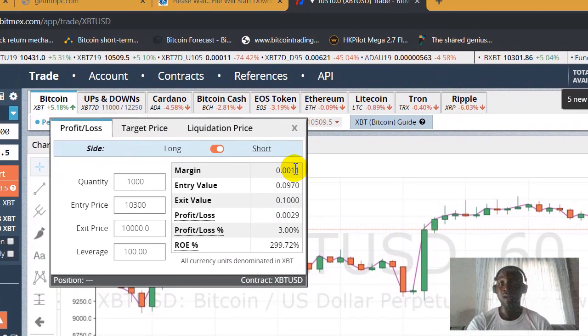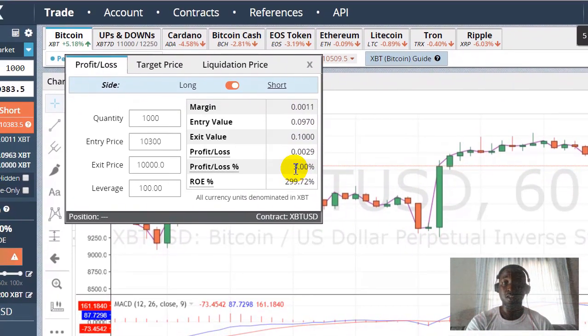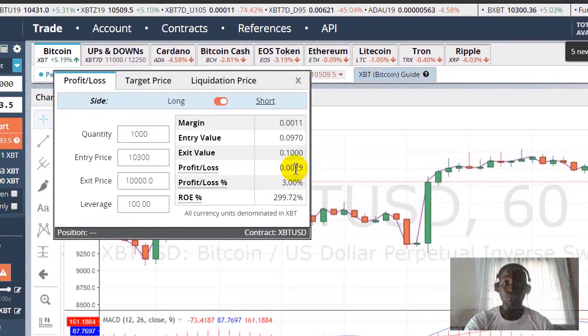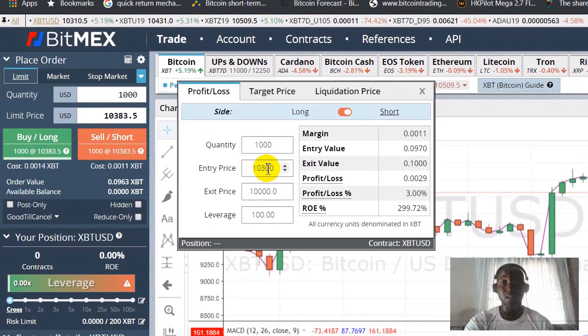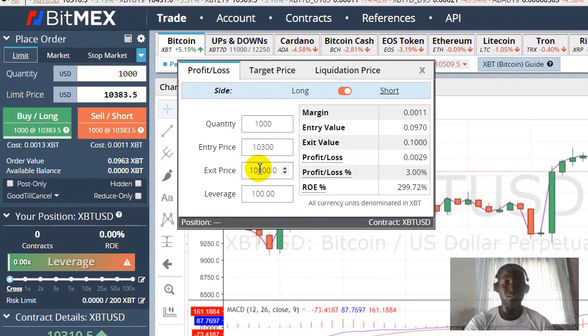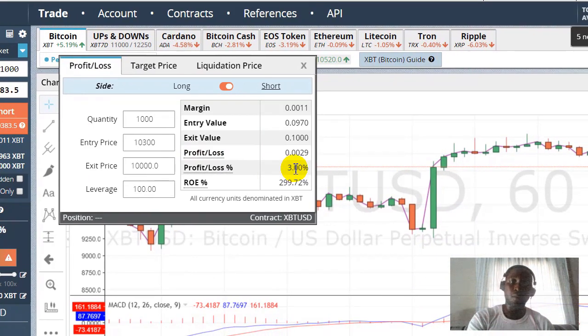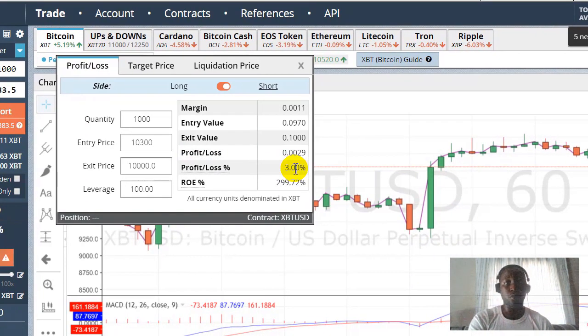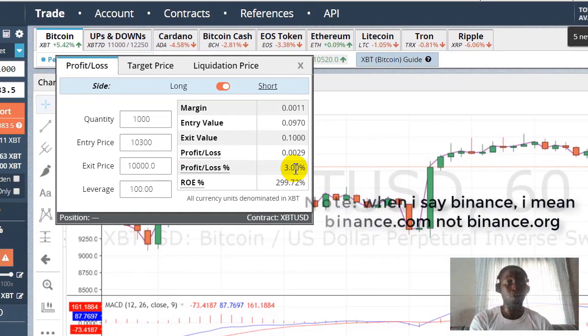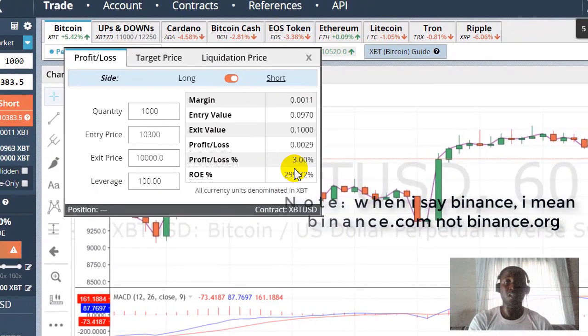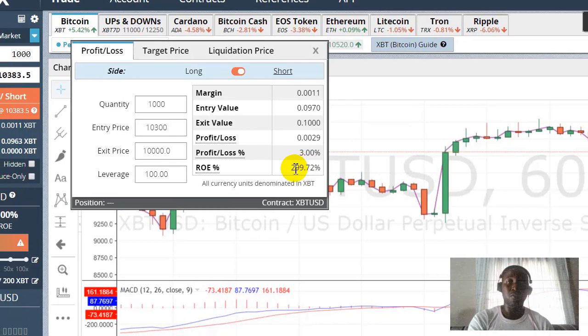Now if you do the calculation, let's say you're trading on Binance and you have this move from 10,300 to 10,000. It's not possible on Binance though, but let's say in the reverse scenario we have that possible. The normal percentage is going to be 3% on your Bitcoin, so you'd be making 3% profit. But because you're using BitMEX, you're leveraging, that's why you're having 299%.